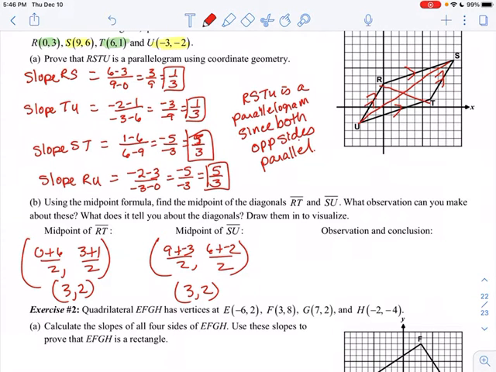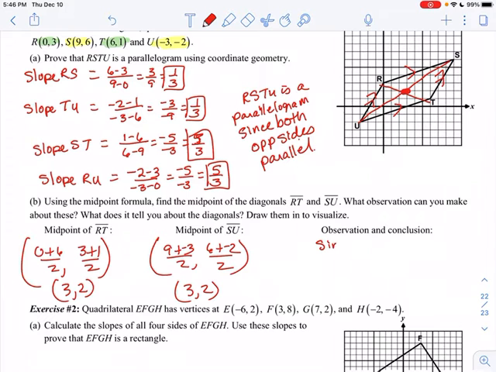All right, if these two diagonals have the same midpoint, I didn't do a great job. 1, 2, 3. It's really over here. If they have the same midpoint of 3, 2, that means that they bisect each other. Since they have the same midpoint, the diagonals bisect each other.